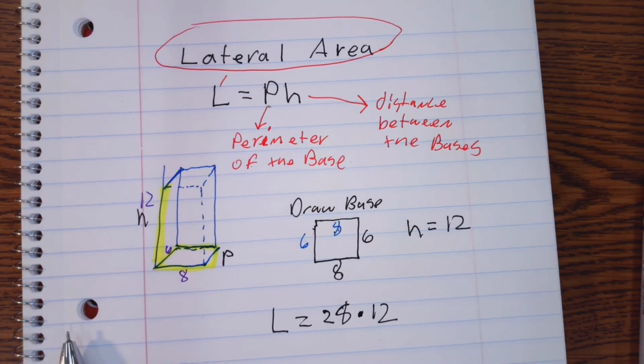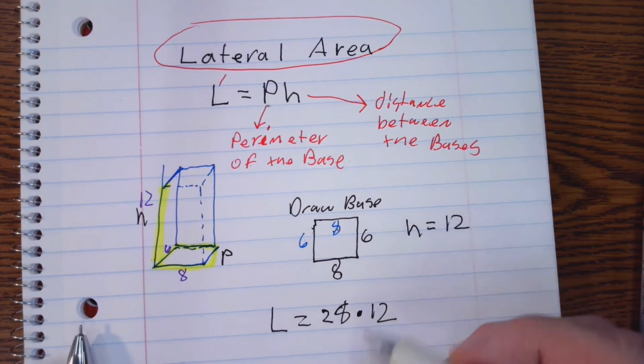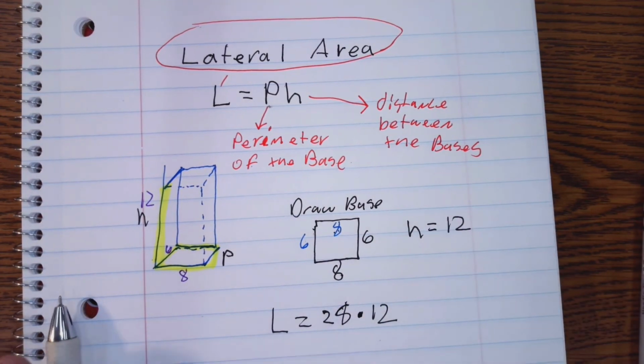That doesn't seem too complicated. But get used to drawing the base so you don't get confused which numbers go where. Because again, to get this number, I had to add up 4 numbers. So what is the lateral area?